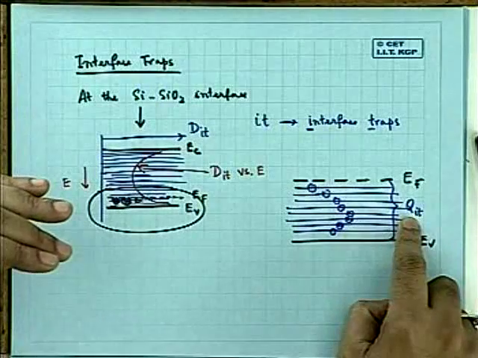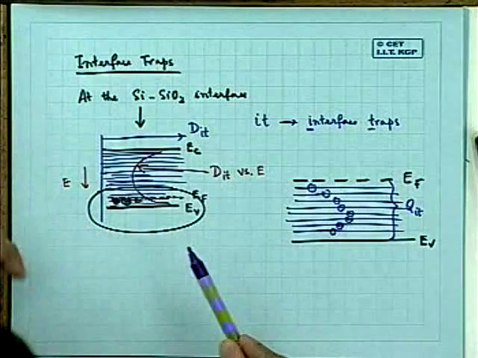And as you invert the surface by applying a large gate bias, more than Vt, the Fermi level comes closer to the conduction band edge. And that's how there are more electrons at the surface than the holes at the surface. And if the Fermi level position is shifting like this, then QIT should also shift.